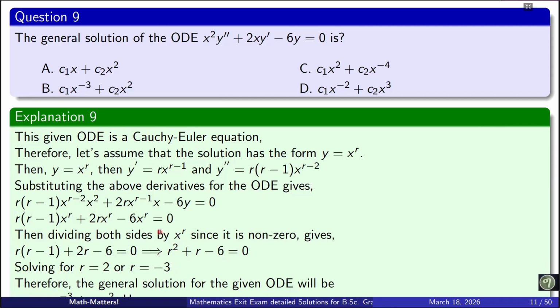So I think the answer is c1 times x to the power of minus 3 plus c2 times x to the power of 2. For example, the first option can never be it because the value of r is not 1; the value of r is either 2 or minus 3. So the exact answer for this question is b, c1 times x to the power of minus 3 plus c2 times x to the power of 2, which is the general solution of this Cauchy-Euler ordinary differential equation.